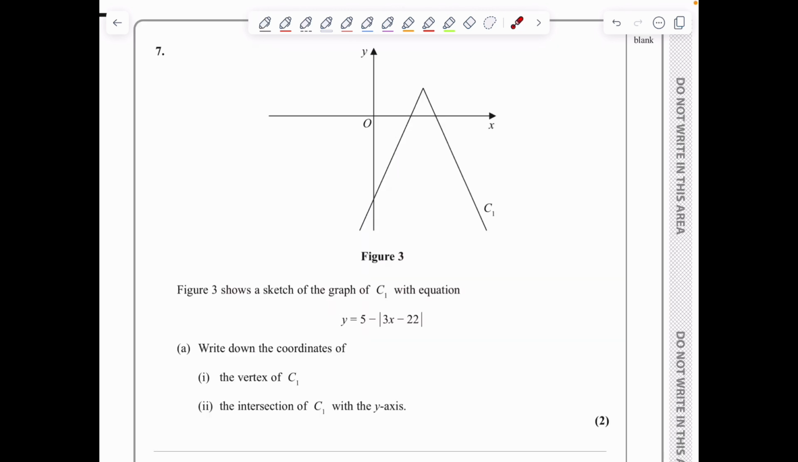7, part A, we've got the graph of y is 5 minus modulus of 3x minus 22, and we need to determine the coordinates of the vertex of C1 and the intersection of C1 with the y-axis. Well, let's start with the vertex.